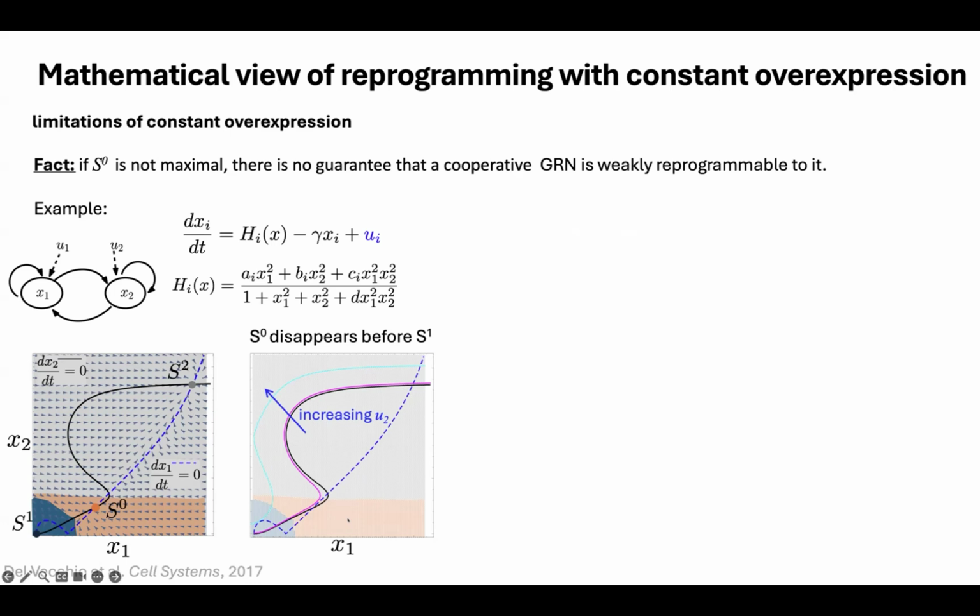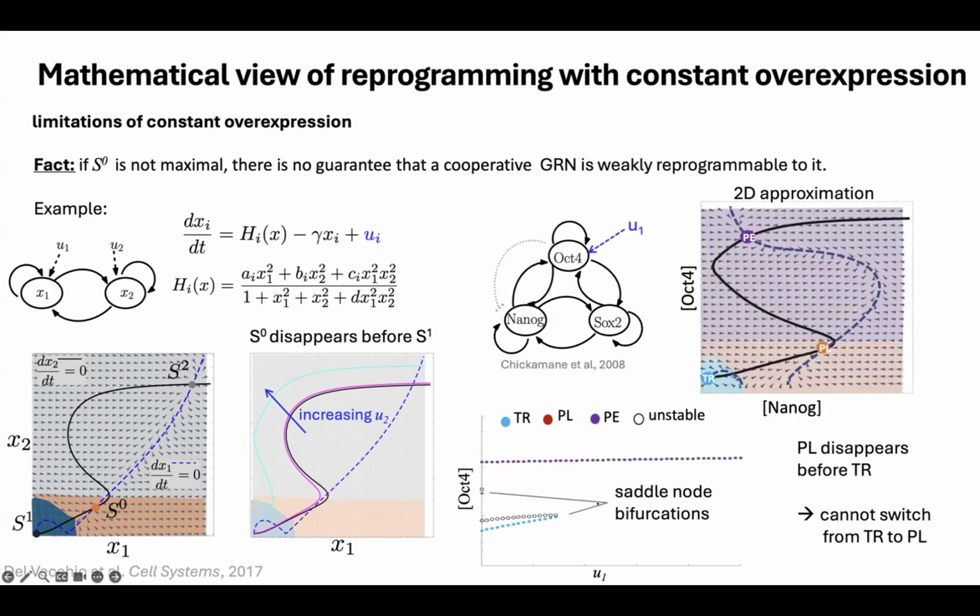This can also be seen by what are called bifurcation diagrams, where you put on the x-axis the strength of your overexpression. As you increase your overexpression strength, your intermediate state, which is what you need to reach, disappears right away.